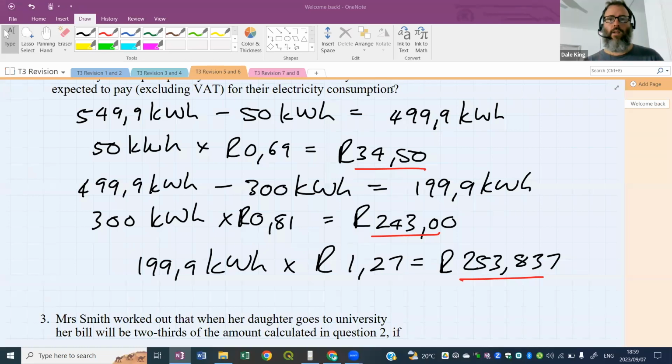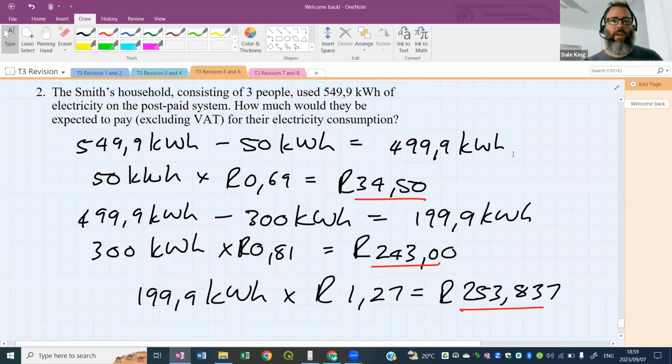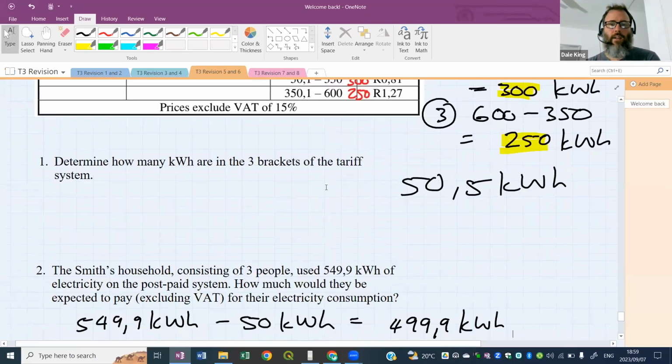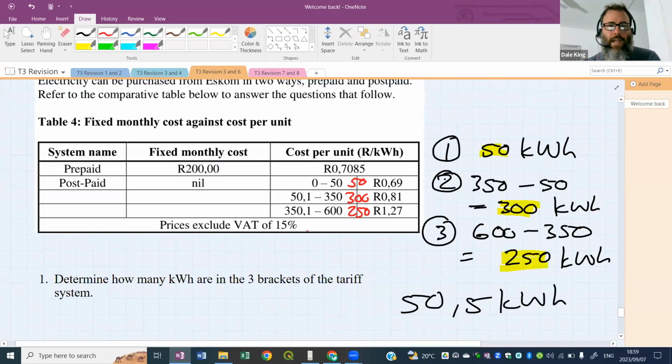I'm going to quickly go through this again with you. So we said we got 549 kilowatts. Before we do the calculation, we have to look at our tariff table, and we see that we have 50 kilowatts in the first bracket, 300 kilowatts in the second bracket, and 250 kilowatts in the third bracket. So with 549 we're going to end up somewhere in this third bracket. We're going to go through the first bracket, use all the kilowatts in there, through the second bracket, use all the kilowatts in there, and end up in the third bracket.